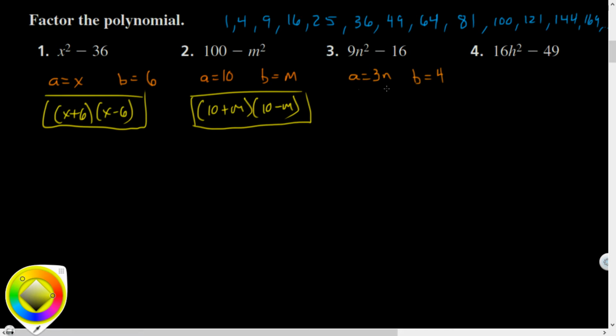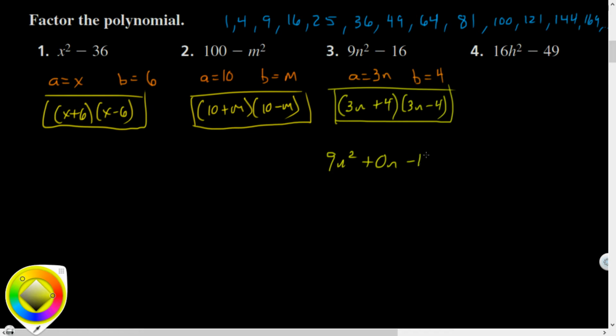All right, so here's my A and the B. So I'm going to have A plus B times A minus B. Right? Formulas are fast. Imagine if I asked you on last night's homework to factor 9n squared plus 0n minus 16.